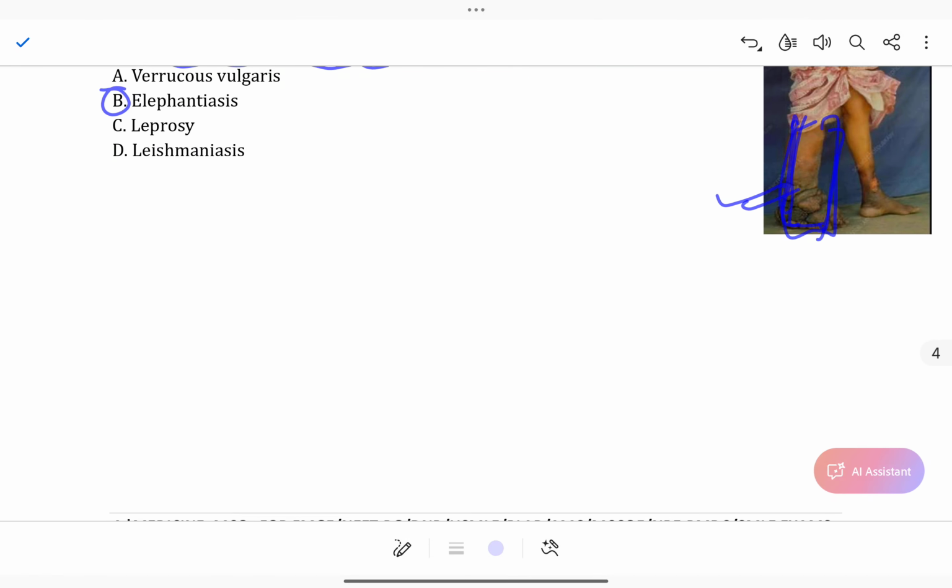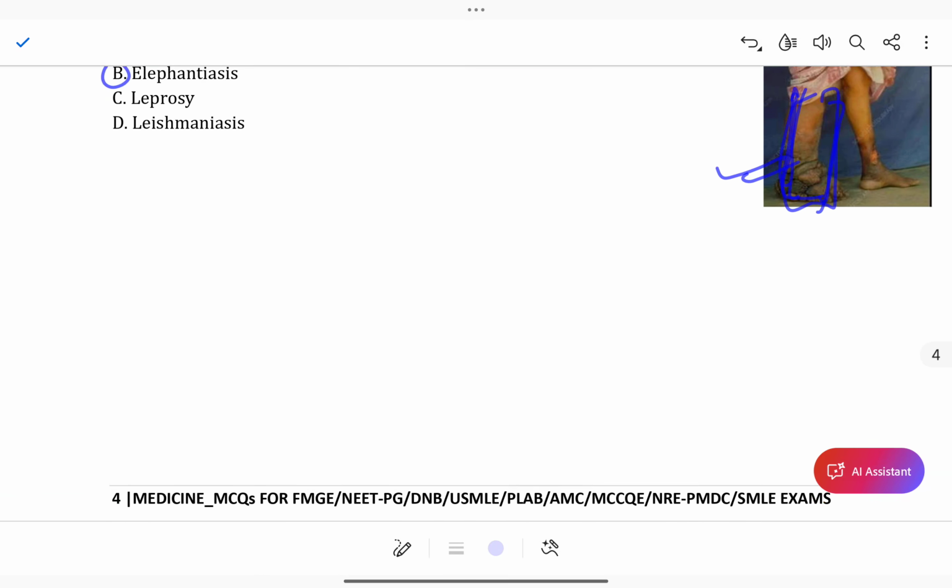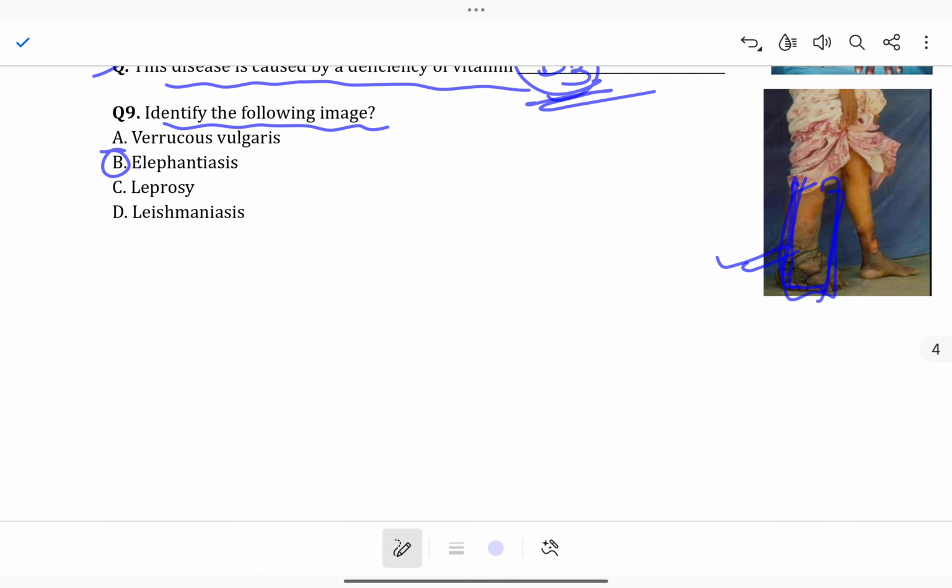And what is elephantiasis? We can see unilateral swelling. Yes, swelling in the one leg. That is why it's a unilateral swelling, unilateral swelling in the lower limb.